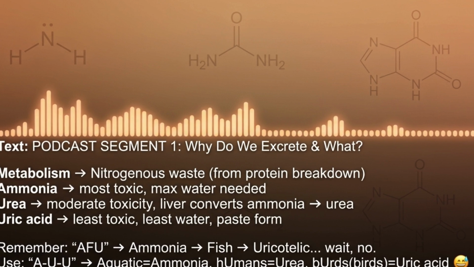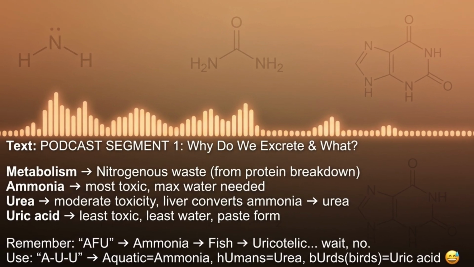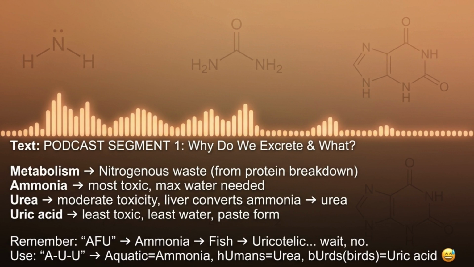Why do we excrete? When proteins and nucleic acids are broken down in the body, they produce nitrogenous waste, primarily in the form of ammonia. Now, ammonia is highly toxic. It has to be diluted massively before it leaves the body. Aquatic animals, fish, aquatic invertebrates can afford this because they're surrounded by water. They are ammonotelic. Humans and other mammals can't afford to lose that much water, so our liver does something clever. It converts ammonia into urea, which is far less toxic and can be concentrated in urine.